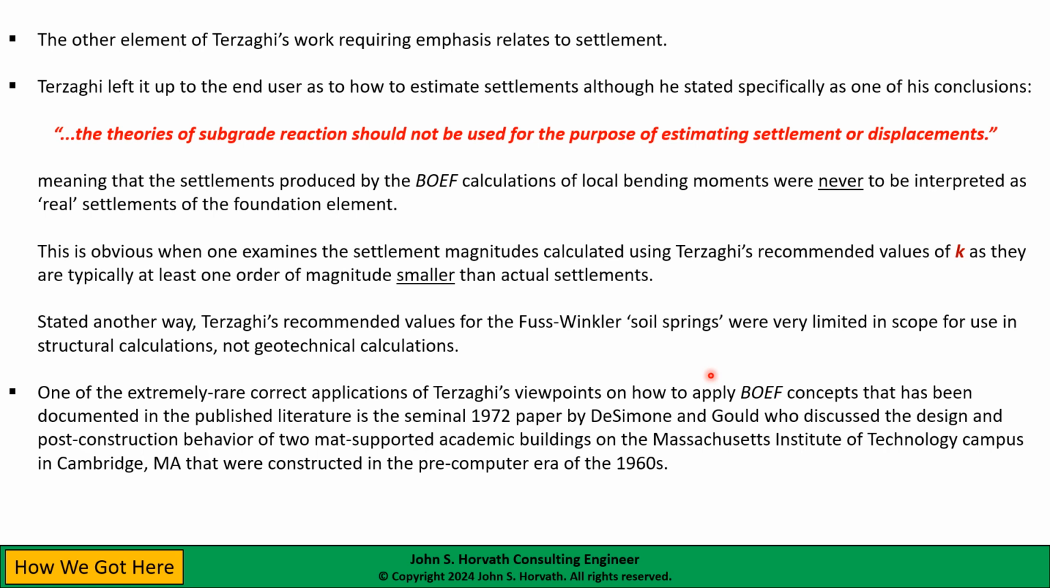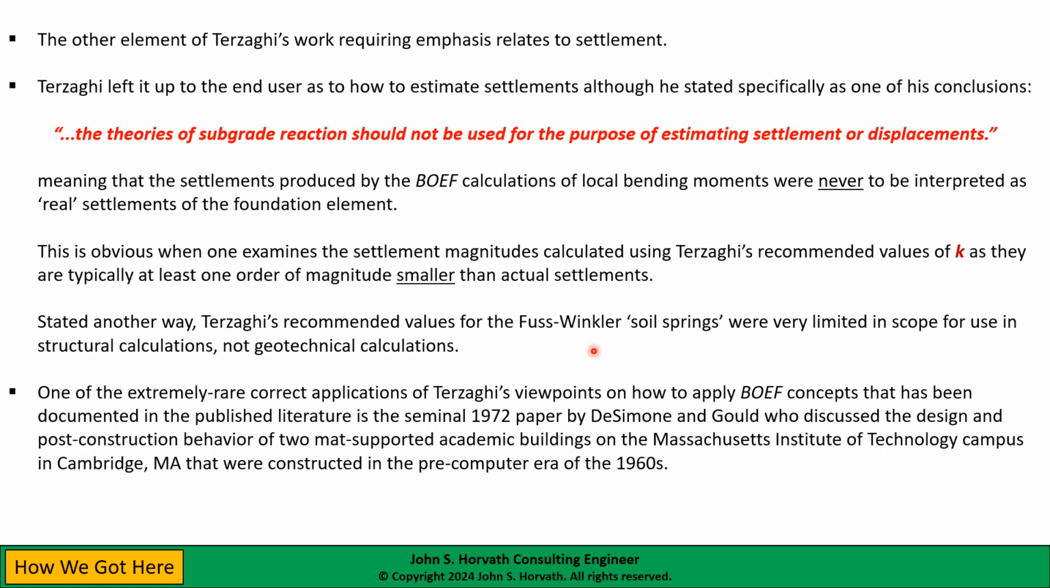for calculating bending moments, design bending moments in the mat foundations. They used other methods for calculating settlements of the mat foundations. Now it turns out their settlement calculations were a bit off. The mats settled about twice as much as they calculated.